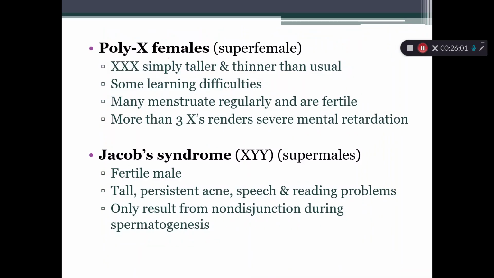And then there's a couple of other non-disjunction disorders that people can have. You can see poly X, where a woman has three X's. Jacob syndrome is XYY, so two of the Y. Remember, if you have a Y, we consider the person a male.